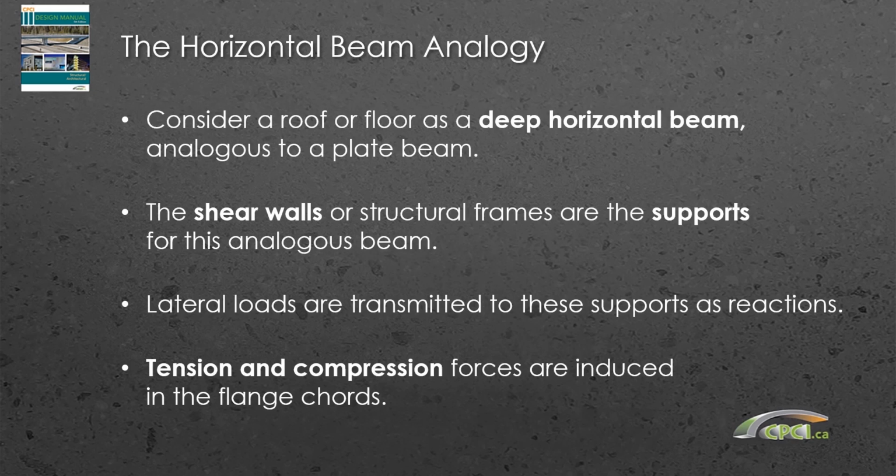With the traditional horizontal beam analogy, you basically consider your roof and floor system, made up of individual precast members, as a deep horizontal beam analogous to a large plate. The shear walls or the moment resisting frames can be the supports for that beam, and lateral loads are transmitted to these supports as structural reactions. And obviously if you have a beam, you have top and bottom chords that are subject to either compression or tension, and you can have load reversal with lateral loads.